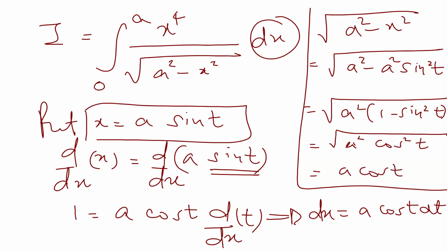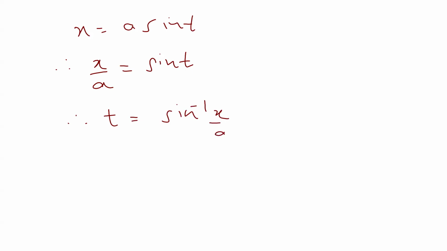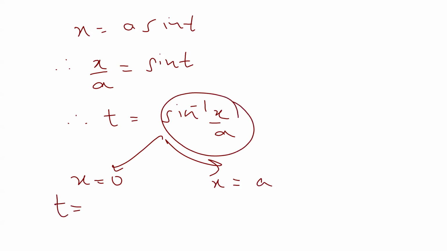Now x is equal to a sine t. So x upon a is equal to sine t. Therefore, t is equal to sine inverse x by a. Now put the value of x as the lower limit is 0 and the upper limit is a. So t is equal to sine inverse 0 upon a, which is sine inverse 0, that is 0, and sine inverse a upon a, which is sine inverse 1. Sine inverse 1 is 90 degrees. So the limits are 0 to pi by 2.